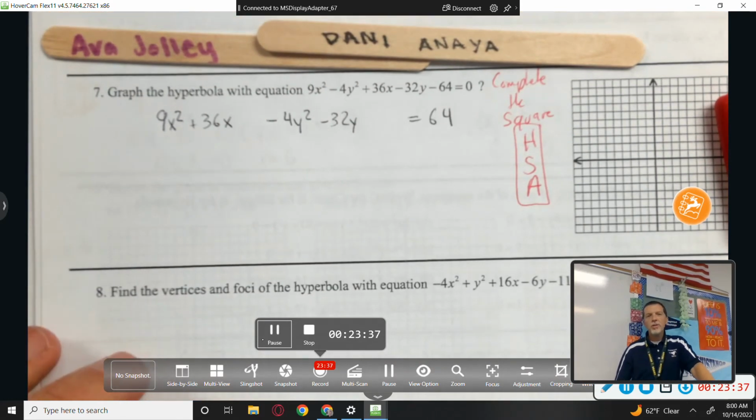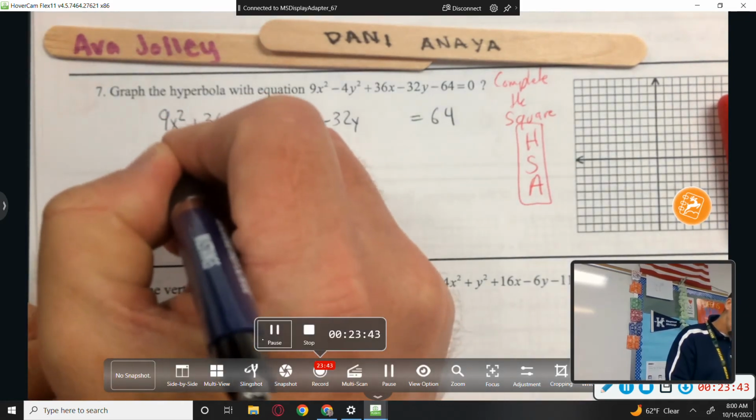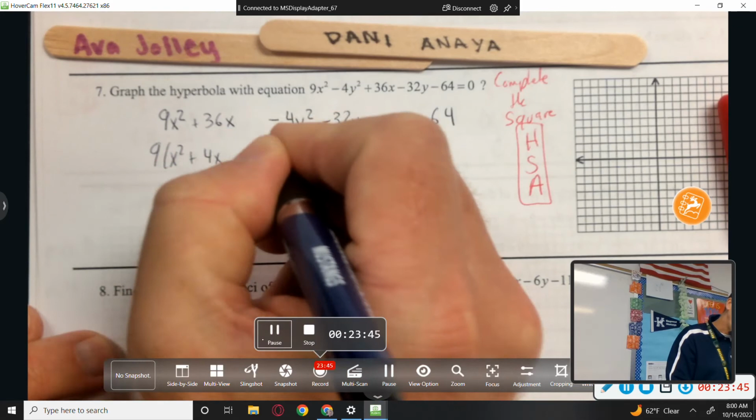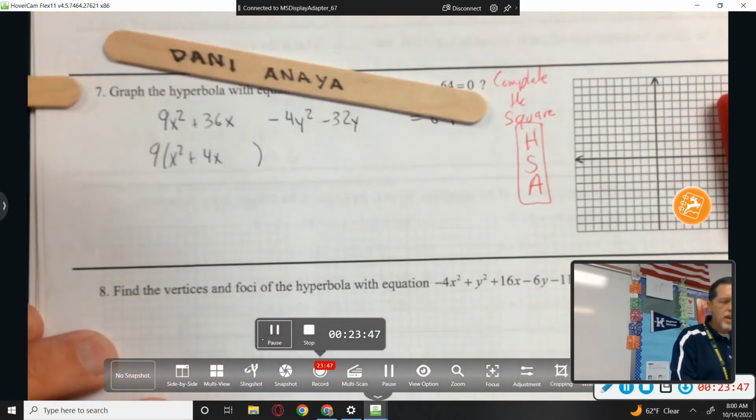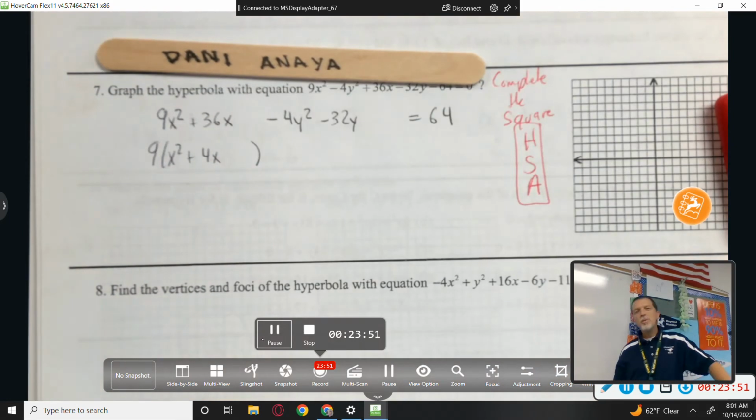Ava, what do you propose we factor out of the x stuff? The 9. So x squared plus 4x. Danny, what do you propose we factor out of the y stuff? Negative 4. We want to take out the negative 4.